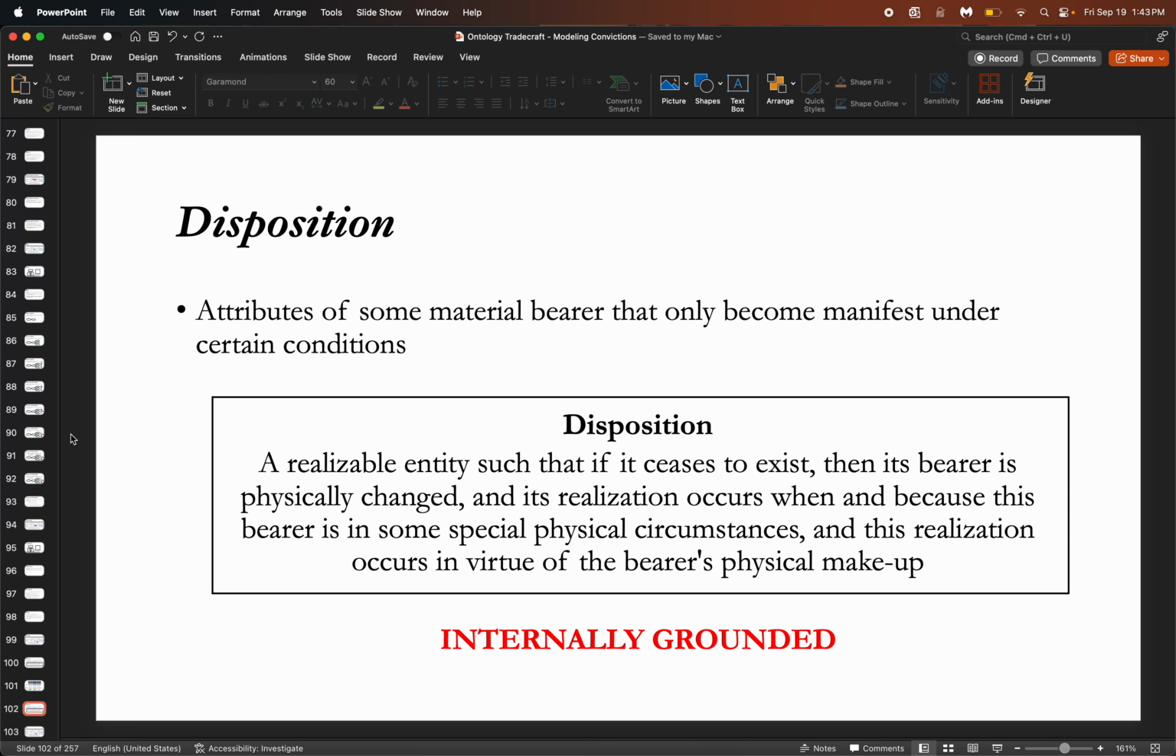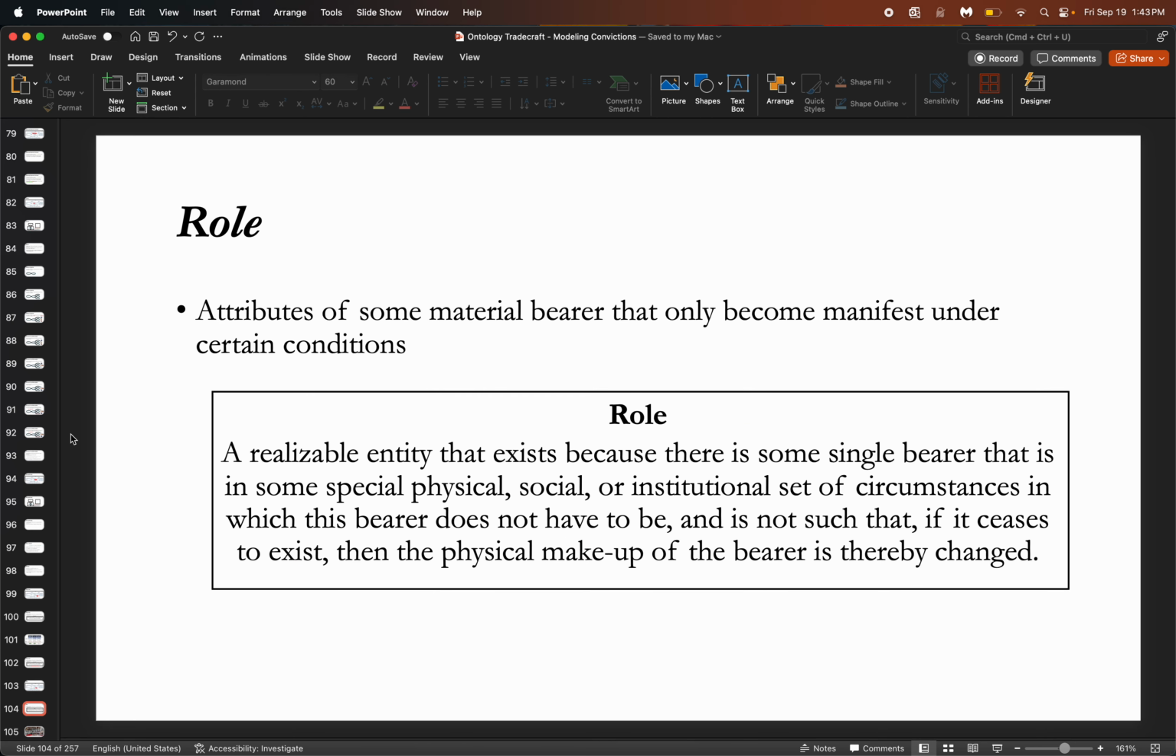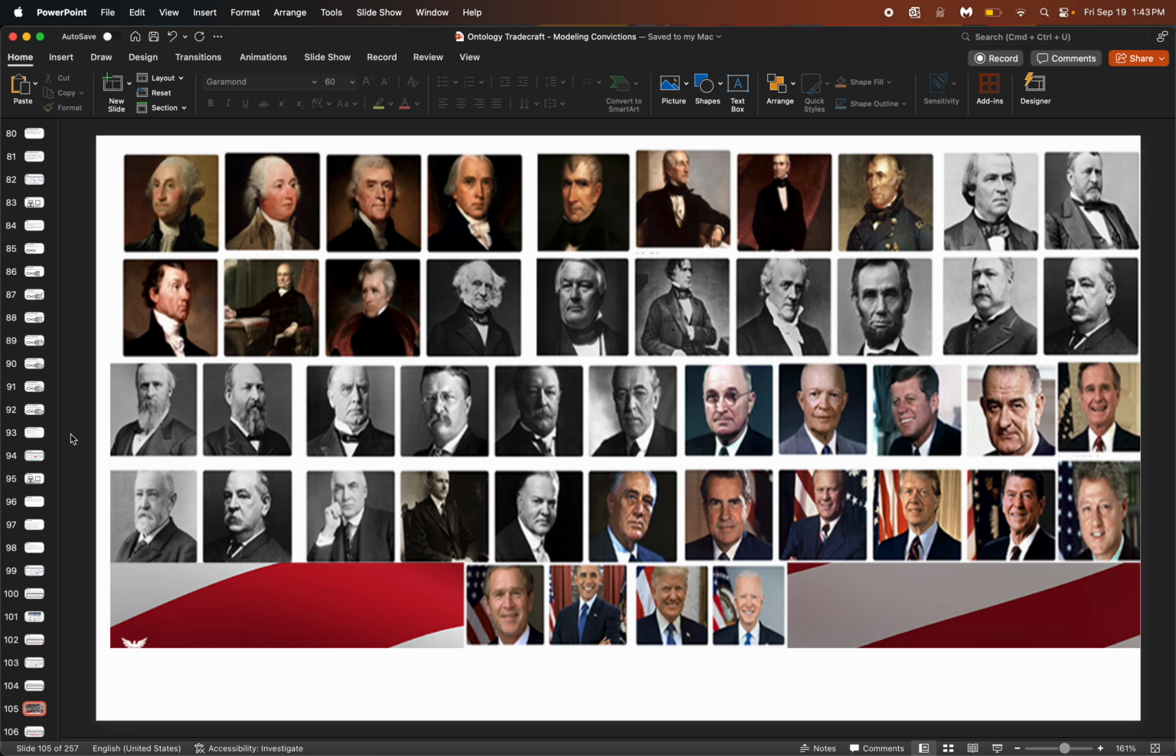We say dispositions are in this sense internally grounded, and they are in contrast to roles, which are realizable entities that exist because there's some single bearer that's in a special physical, social, or institutional circumstance, where it doesn't have to be, and is not such that if it ceases to exist, the physical makeup of the bearer is changed. So a realizable entity that is a role, not necessarily fully manifesting whenever it's being held by a bearer, nevertheless, if it's lost, it need not affect the material structure of its bearer.